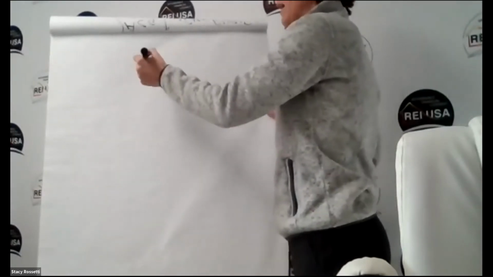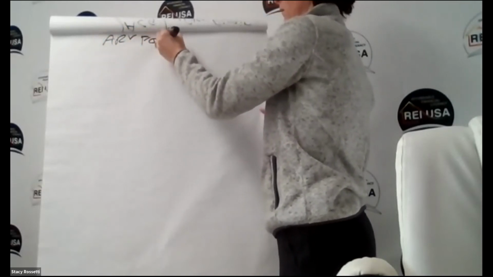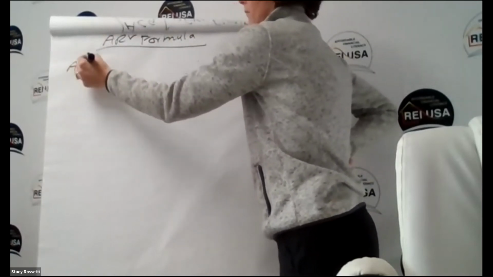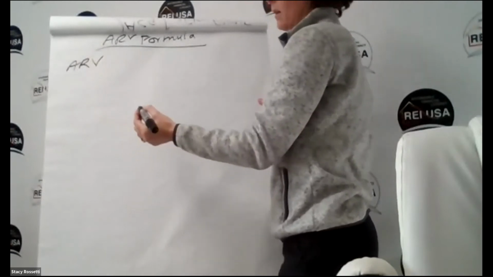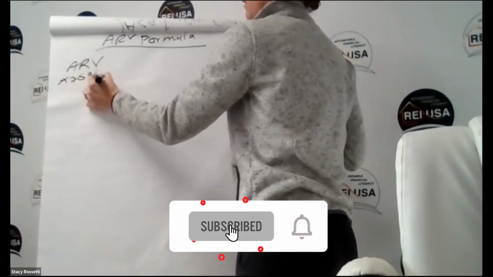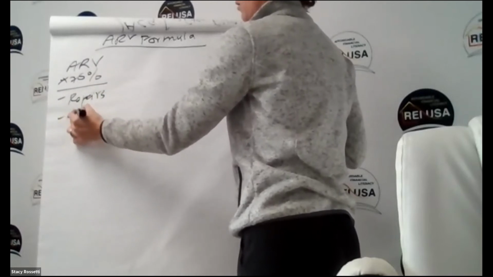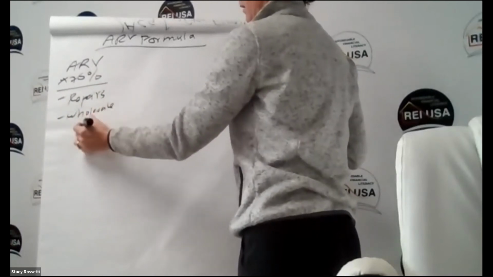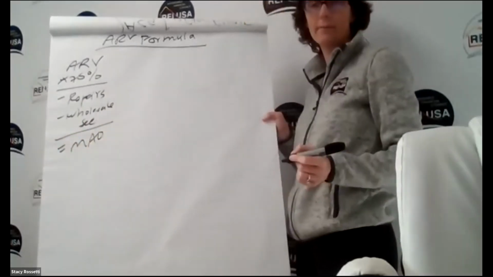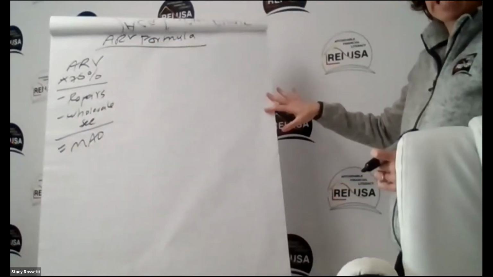So now we have the ARV formula. ARV times 70% minus repairs. We're going to write it here so we don't forget. Minus the wholesale fee equals your MAO. So take out a piece of paper and write it like this, and then you can take notes on the side when we go through this.